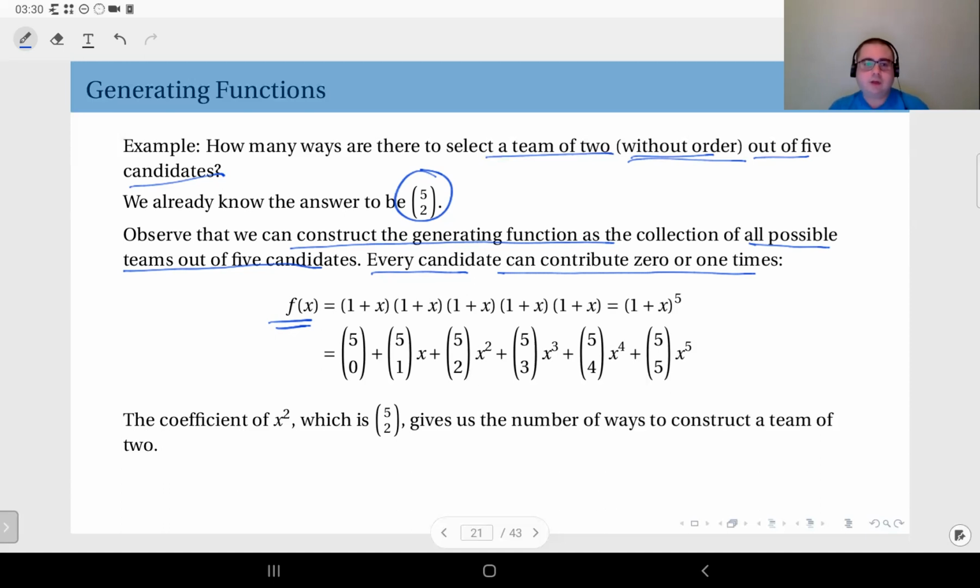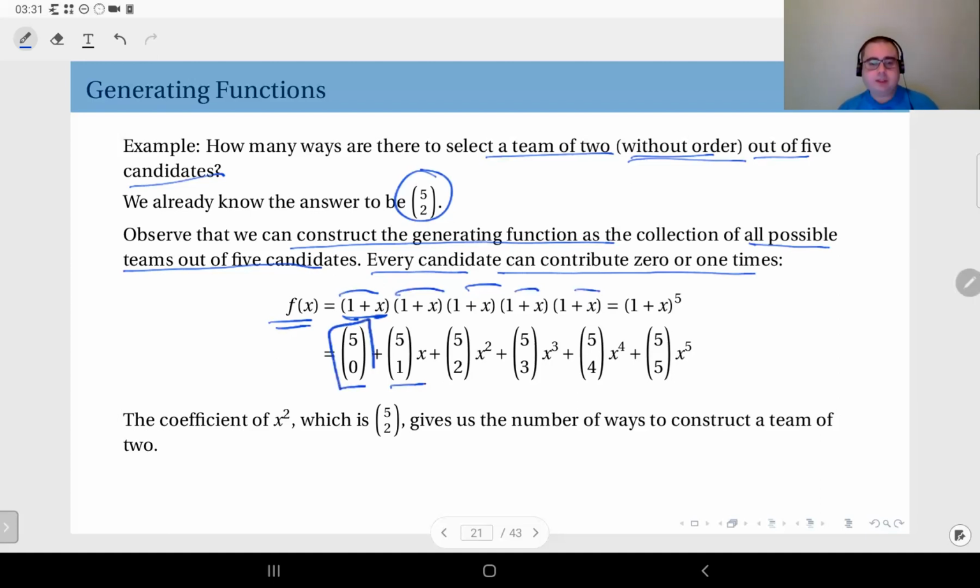So the generating function of the input of each candidate is 1 plus x. Okay, so 1 corresponds to not putting this person in the team, and x corresponds to putting the person in the team. And this is for just 5 candidates. Therefore, my generating function is (1 plus x) to the power 5. And if you expand this using the binomial theorem, this gives you 5 choose 0 times x to the power 0 plus 5 choose 1 times x to the power 1, and so on up to 5 choose 5 times x to the power 5. So this is the generating function of all possible teams.